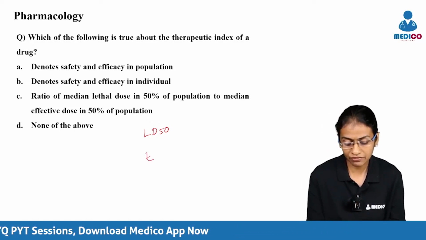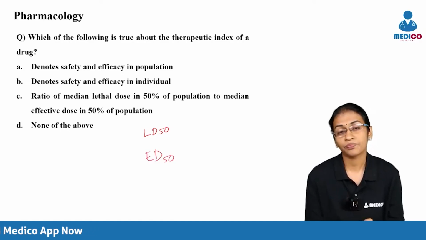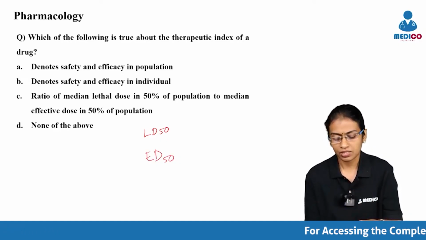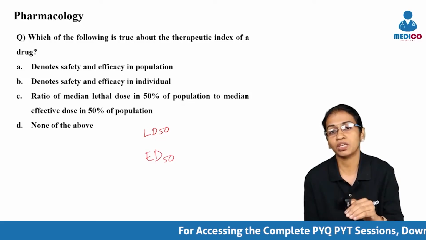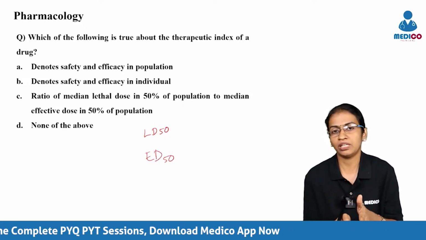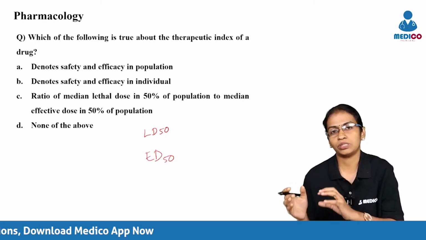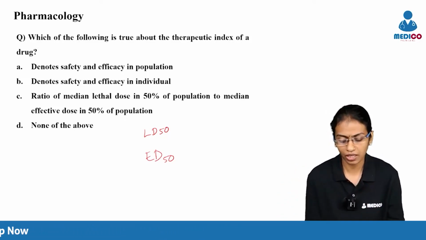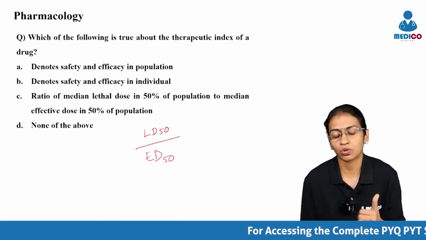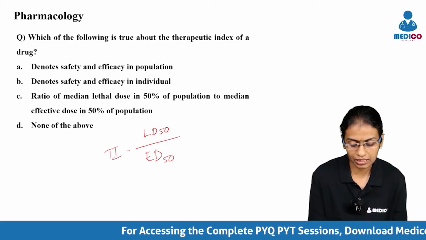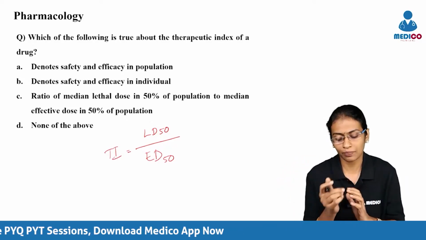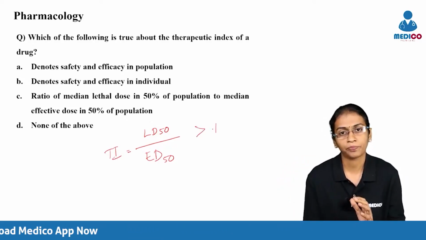And what is ED50? It is the dose which is effective for 50% of animals. This kind of response we get only in quantal DRC. If it is an all or none response, we only get the number of individuals that showed a response. The ratio between the LD50 and ED50 is what is known as therapeutic index. So if LD50 is large and ED50 is small, what will happen? It will definitely be more than 1.